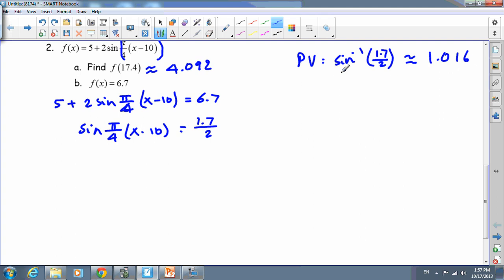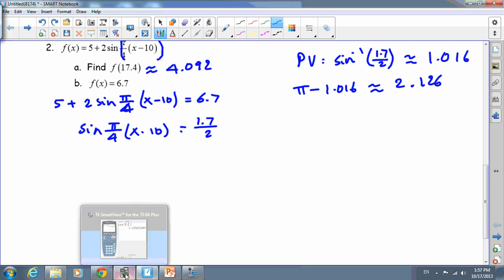Note that for sine, you do pi minus for the second one. So if I do pi minus 1.016, in other words, I'm doing 3.14. This pi is the pi button on your calculator, and you should get approximately, I believe it's 2.126. Maybe I need to show you this on the calculator.